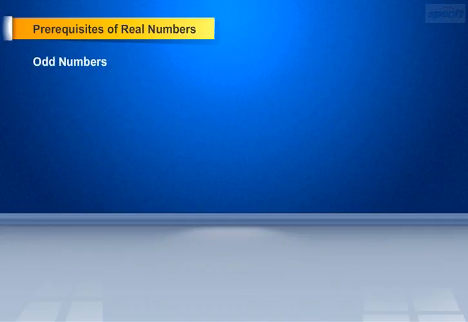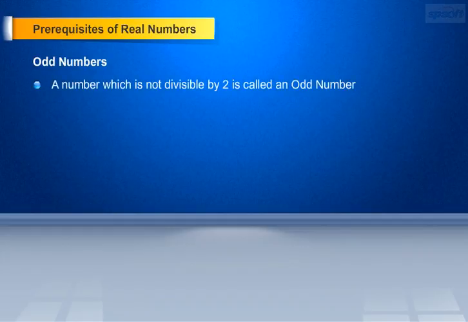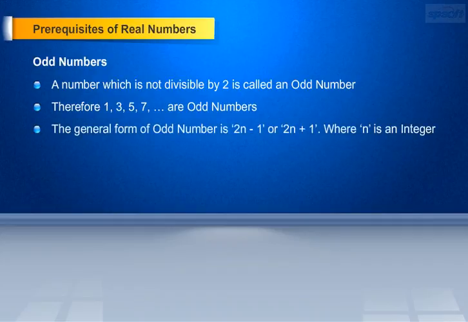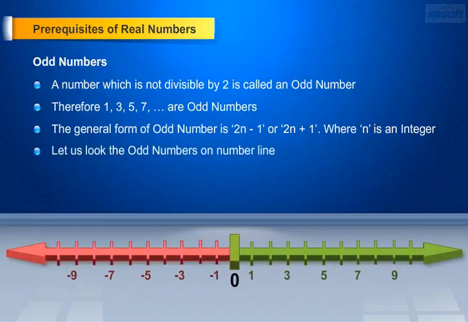Let us now learn what odd numbers are. A number which is not divisible by 2 is called an odd number. Therefore, 1, 3, 5, 7, and so on are odd numbers. The general form of an odd number is 2n minus 1, or 2n plus 1, where n is an integer. Let us look at the odd numbers on the number line.